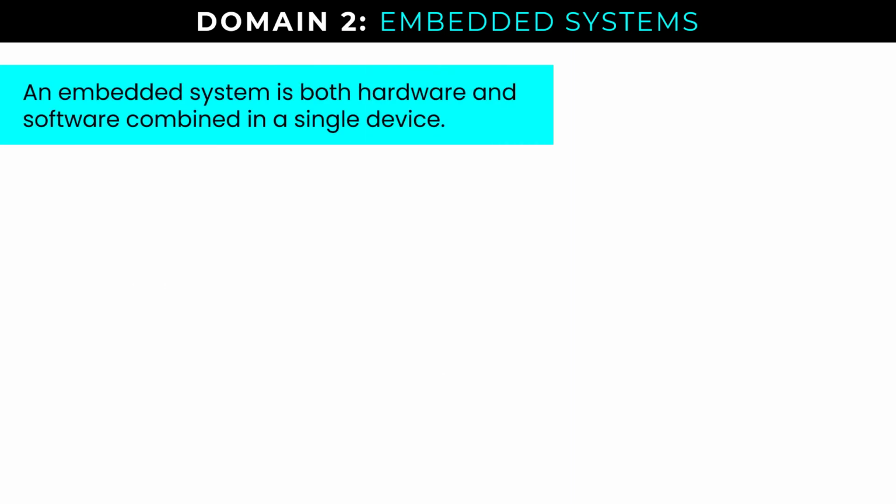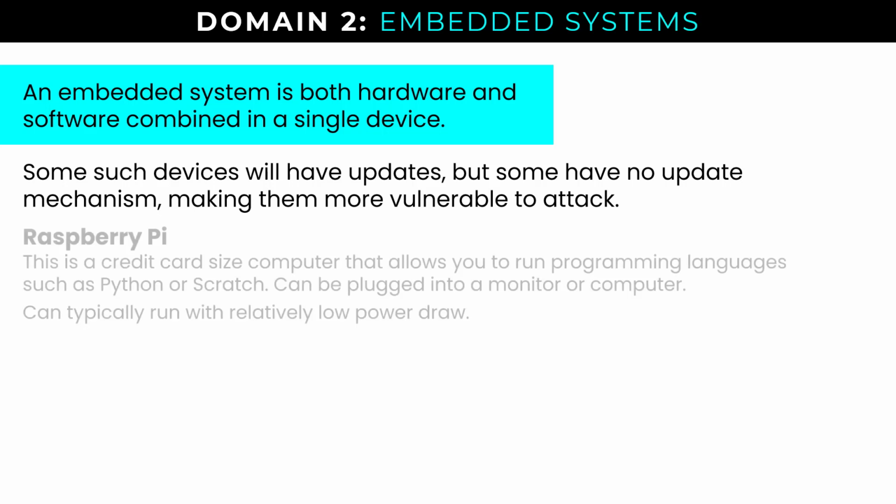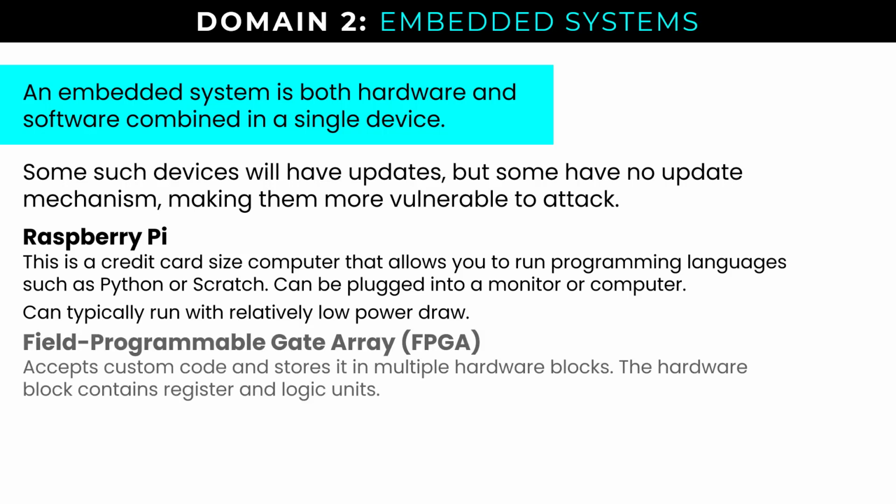But an embedded system is both hardware and software combined into a single device. Some of these devices will have an update capability, some will have no update mechanism, which makes them more vulnerable to attack over time. The longer a system is around without updates, the more likely someone will eventually exploit a vulnerability. So we have the Raspberry Pi, which is a credit card-sized computer that allows you to run programming languages such as Python or Scratch, and it can be plugged into a monitor or a computer if you like, and typically run with relatively low power draw.